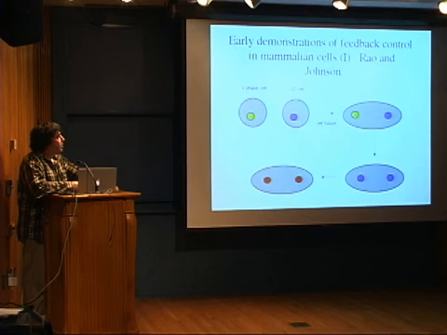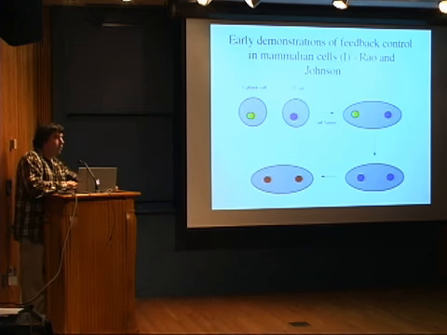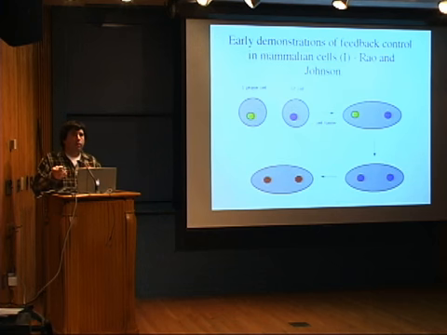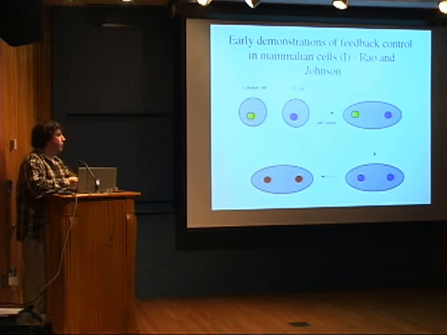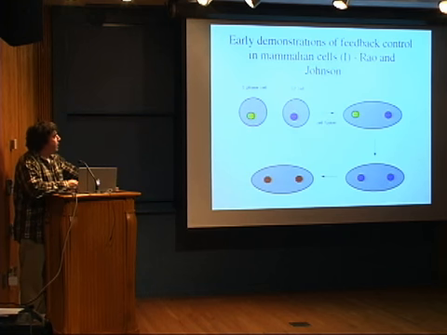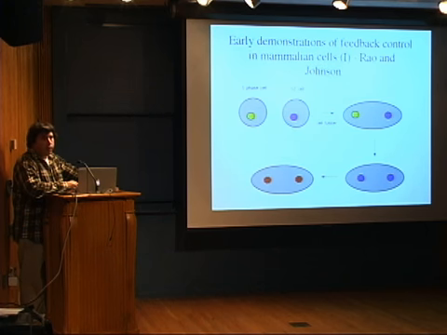Nonetheless, the question that Rao and Johnson wanted to ask is, within this heterokaryon, if you will, how are these two nuclei going to react to each other within the context of cell cycle progression? So in particular, if you take a cell that's in S phase and you fuse it to a cell that's in G2, will the cell that's in G2 enter mitosis on its schedule, or will it adjust its schedule to that of the S phase cell?